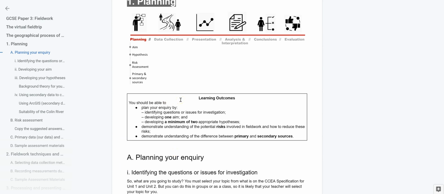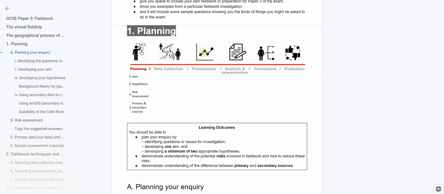So every time you come into a new section, of course, you're going to have this little knowledge schema at the top. Make sure that you have a look at it because, as I've said in a previous video, knowing the geographical process of inquiry and the order you follow through with things is important. Plan it, collect it, present it, write about it, draw your conclusions and evaluate it.